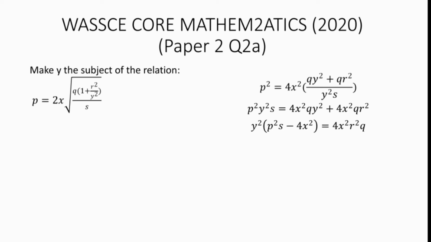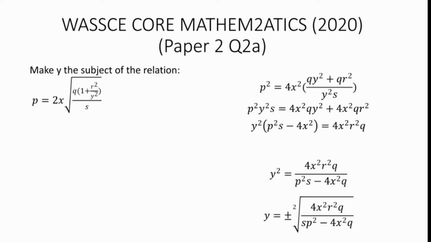Now we want y, so we can divide by p squared s minus 4x squared to make y squared the subject. But since we are looking for y and not y squared, we need to find the positive square root of both sides, which will give us y equals plus or minus the square root of a fraction with numerator 4x squared r squared q and denominator s p squared minus 4x squared q.